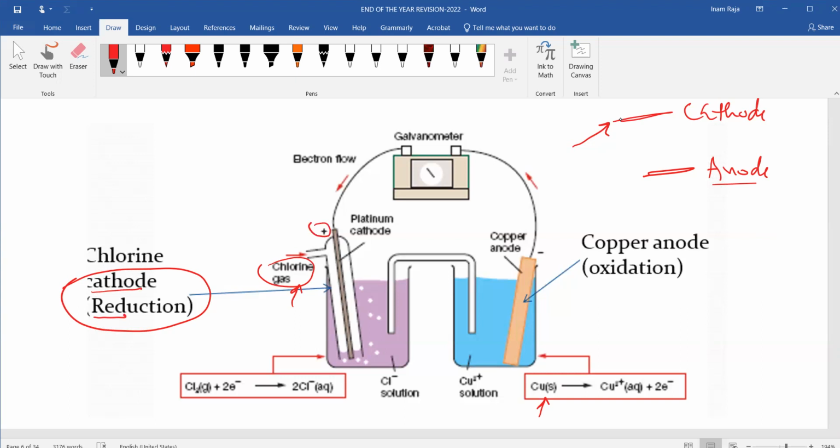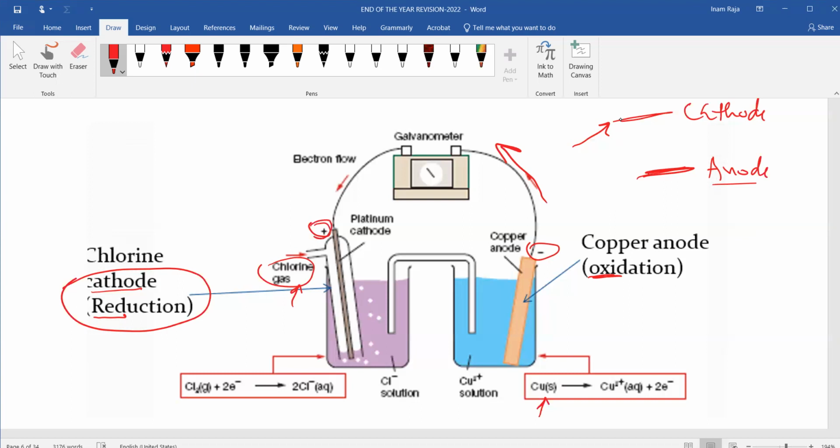And anode is negative. So wherever the bottom one is, that is the anode. Anode is where oxidation happens, and it is negative. Electrons always flow to the more positive side. So electrons are flowing to the positive. You need to show all these directions.